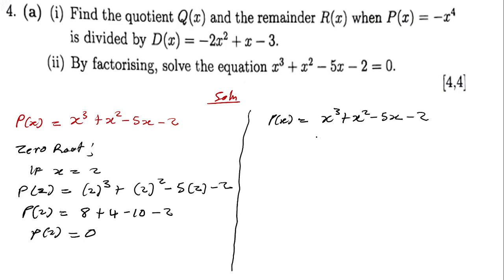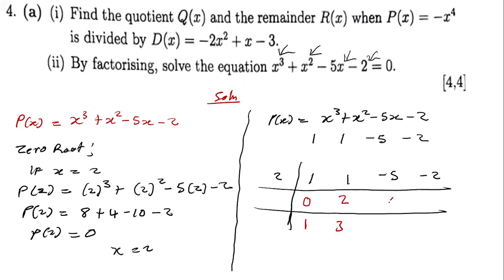So 1 plus 0 is 1. 2 times 1 is 2. 1 plus 2 is 3. 2 times 3 is 6. Then -5 plus 6 is 1. 2 times that is 2. That point is where the checkpoint is. So -2 and 2, when you add them, give you a 0. So this will be a 0.